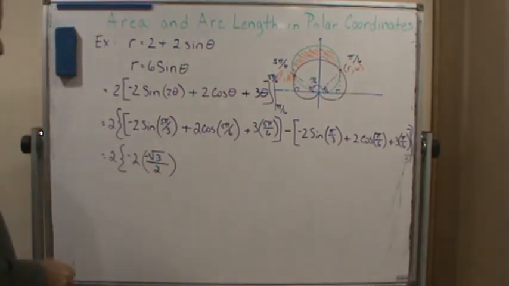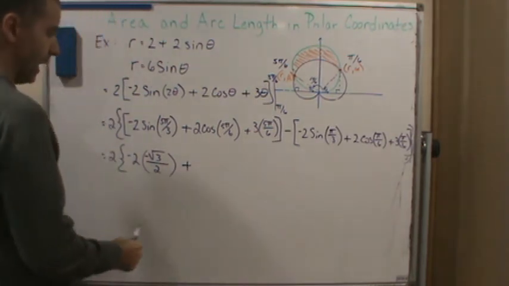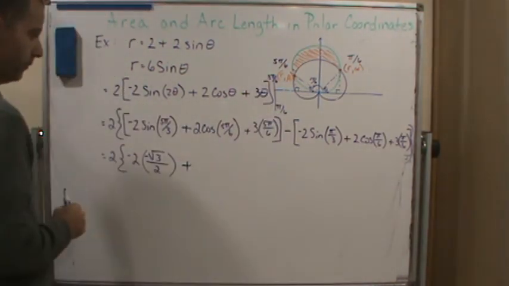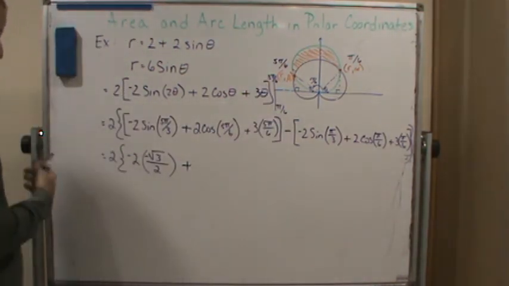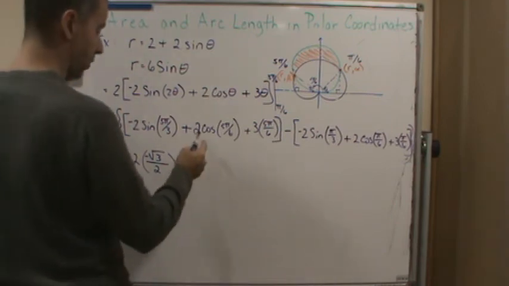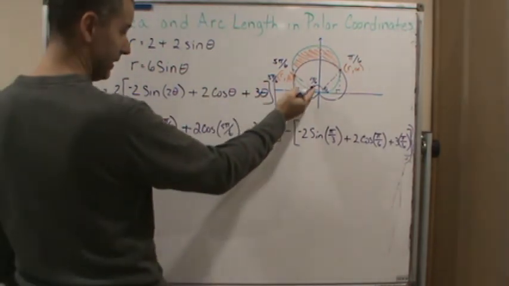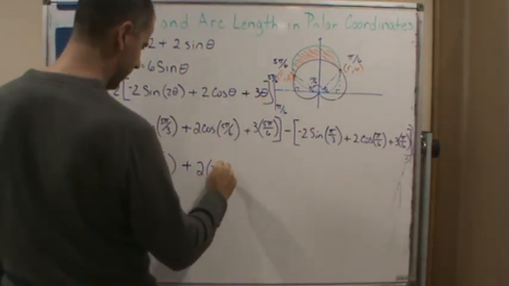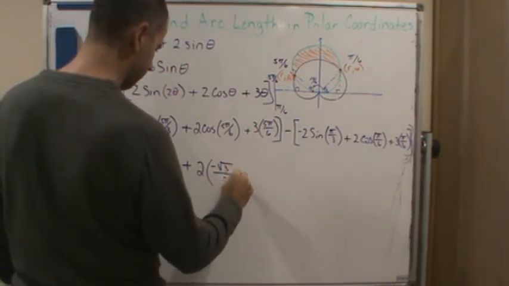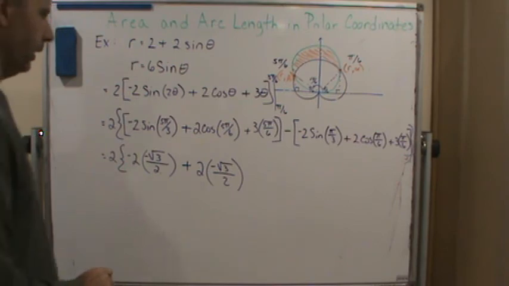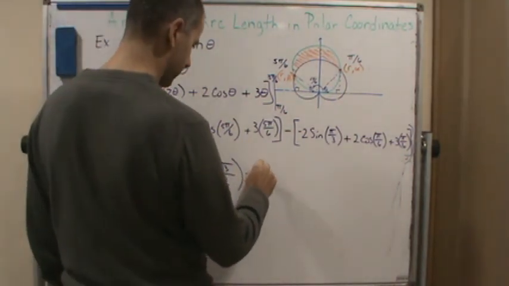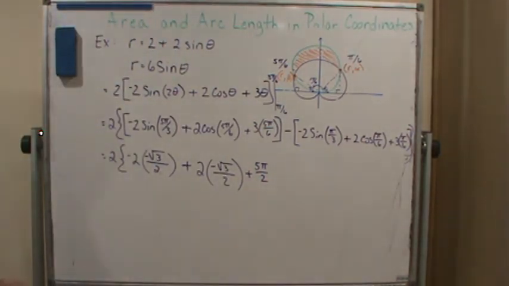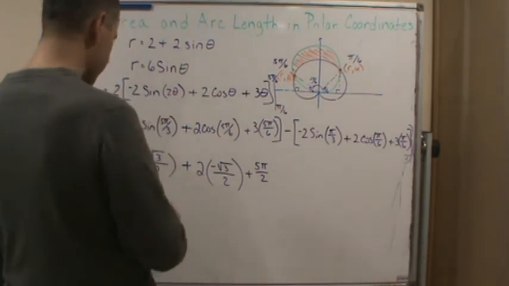Okay, now cosine of 5 pi over 6, well that's a 30 degree angle, okay? So the reference angle is 30 degrees. So the cosine of 30 degrees is, in this case, the same as this one. So this is going to be 2 times negative square root of 3 over 2. And of course, this is going to be plus 5 pi over 2. Okay, so that's that piece.